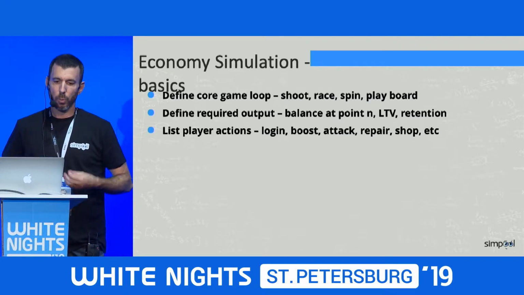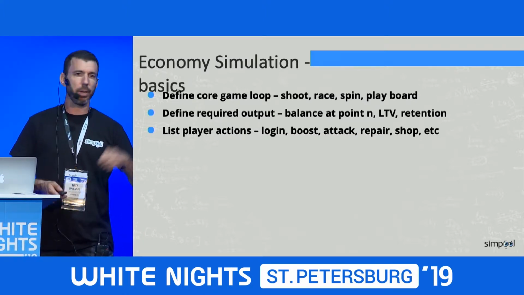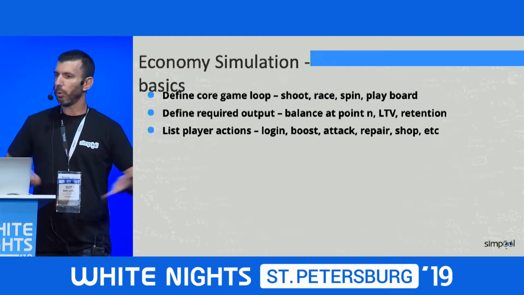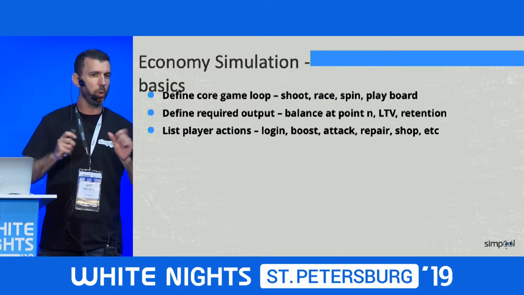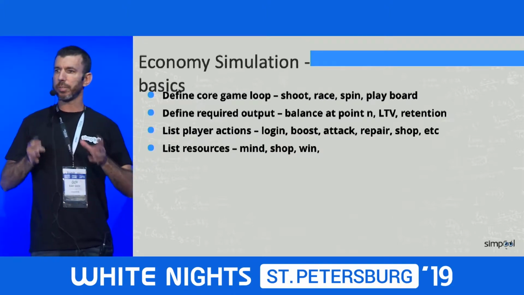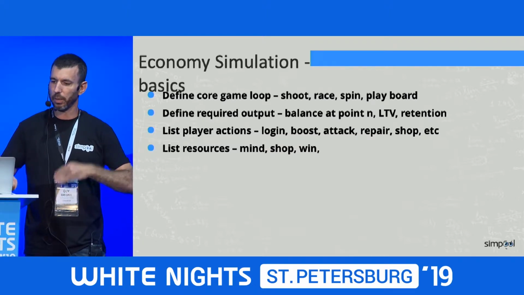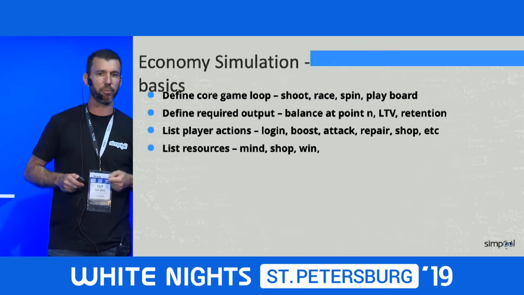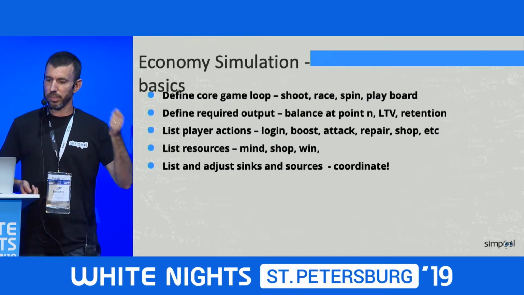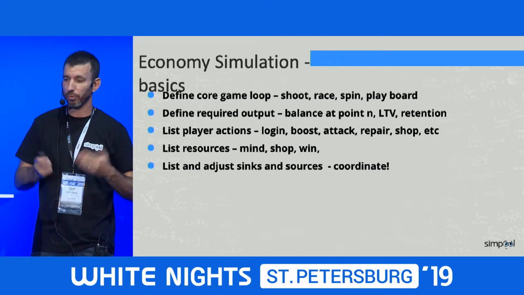The next step will be to list all the actions that users can do inside a game. They can log in, they can use a booster, they can create an attack, they can repair their car, they can go to the shop. They can do a set of actions that will be listed inside our simulation. We need to have a very clear list of all the resources that users can use to collect currency inside a game, either by winning, losing, going to the shop, asking for a gift from a friend, all kinds of actions that we can find inside a game. We need to list the resources and the sinks. They have to be coordinated in order to make sure that we're not creating any kind of inflation.